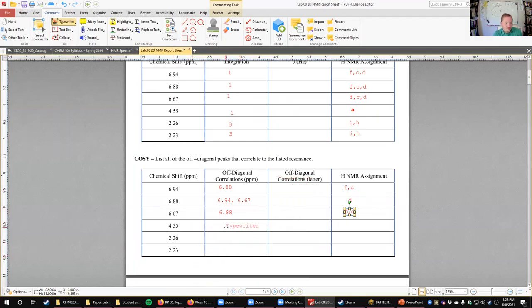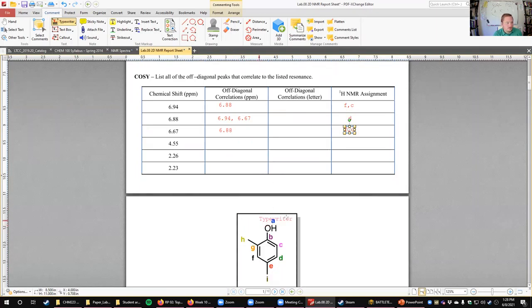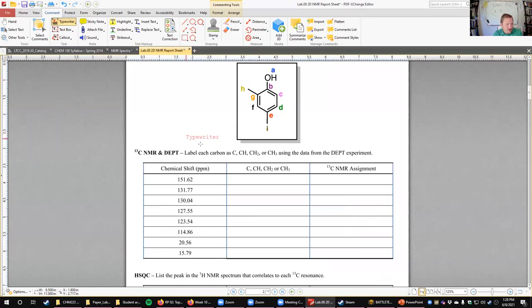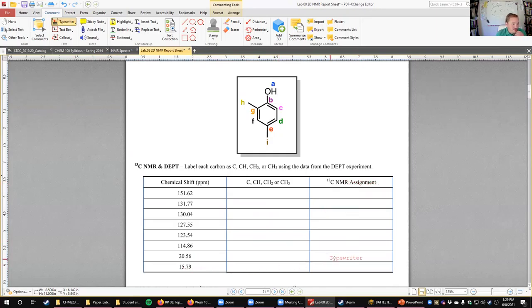These other ones down here didn't have any off diagonal correlations, so we're going to ignore them. You don't have to fill anything out there, just write NA when we're looking at the carbon 13 NMR. Again, we can't say for certain for a lot of these, but we can definitely say this is either H or I. And then all these others, we know it's going to be one of the aromatics, and we're not going to worry about it right now.